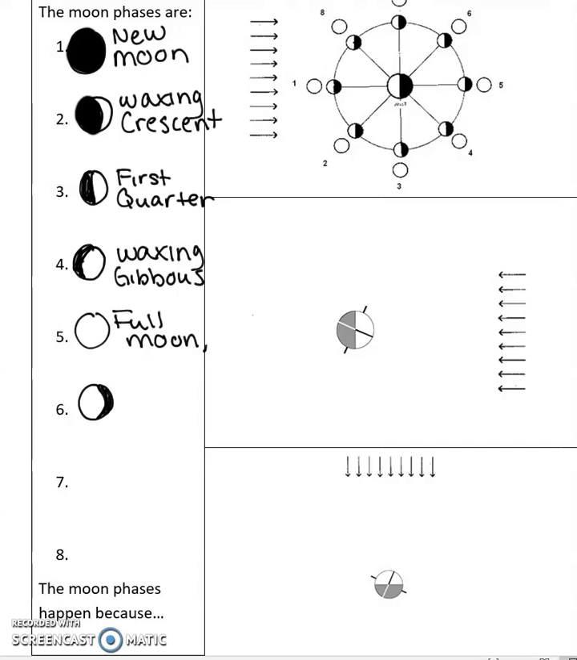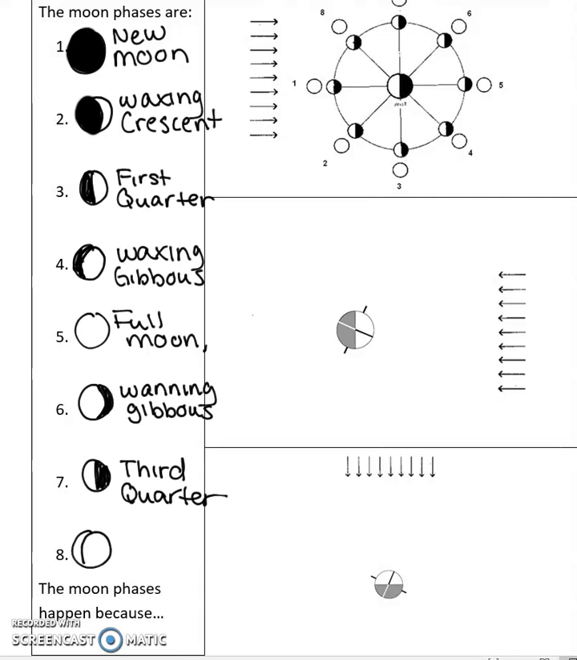And so we start with a waning gibbous. And then that light is going to shrink a little bit more and be a third quarter. And then it's going to shrink a little bit more, and it will be a waning crescent. And then it will go all the way back to the new moon at the top.